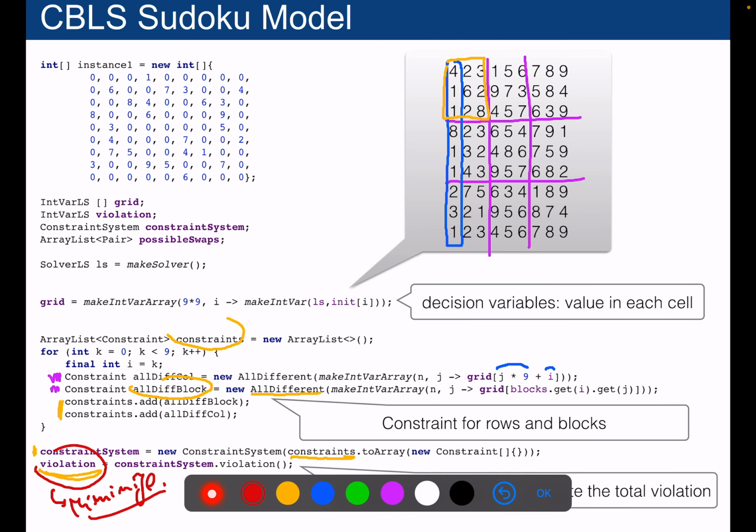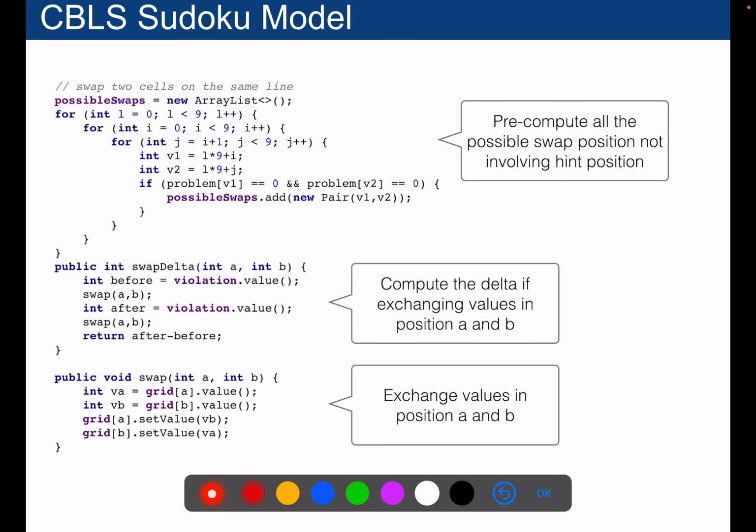As I mentioned before, we will maintain here a set of possible swaps, okay? And this will be an array list of pairs, okay? And these will be positions inside the grid that I might be able to exchange during the search for a feasible solution. So let's see how I will initialize the possible swaps and instantiate that as an array list of pairs.